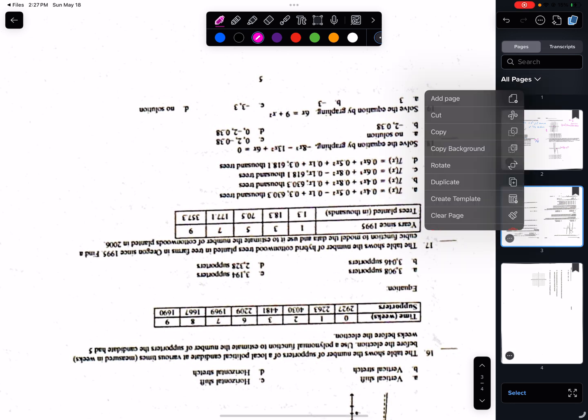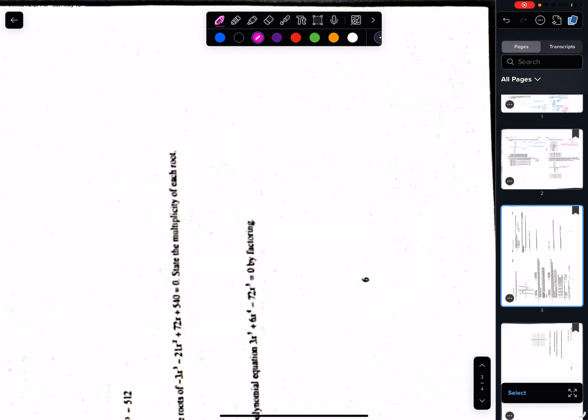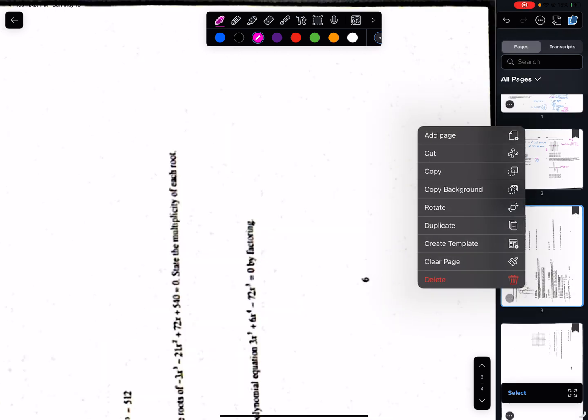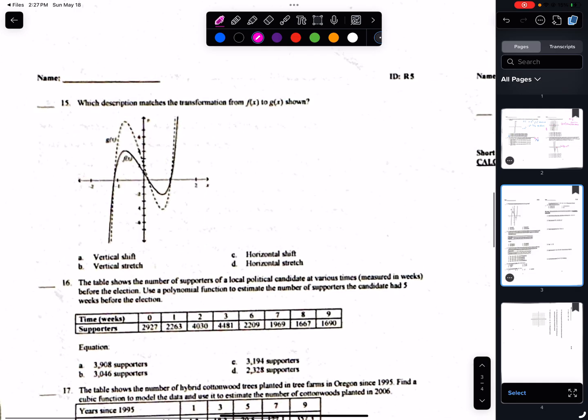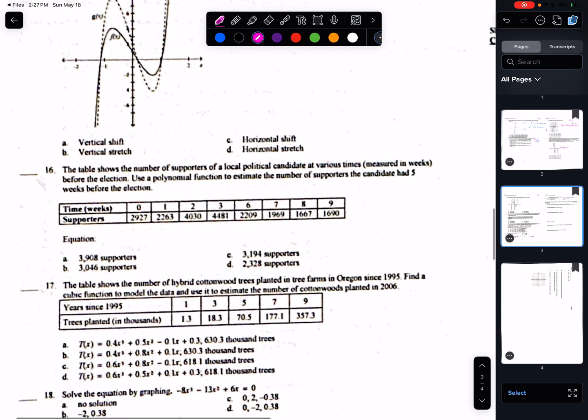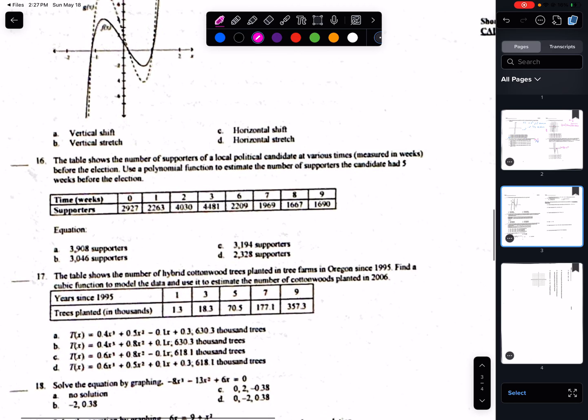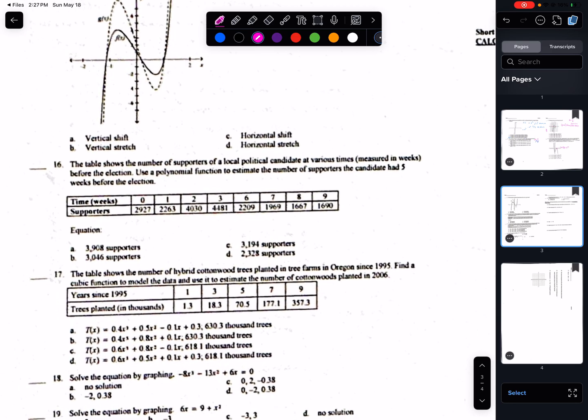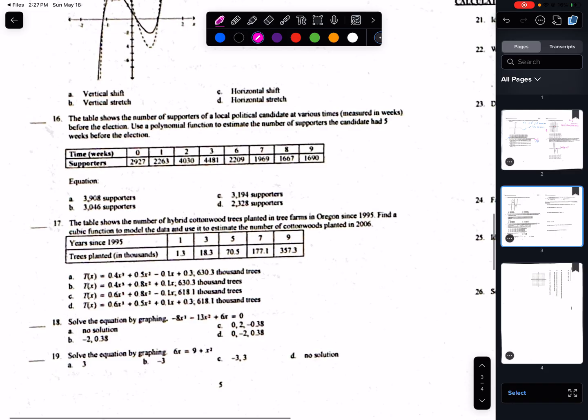Let me flip that page. Rotate. Okay, so this one: the descriptor matches f of x, g of x. So f of x is there. You know what that is, right? That's pretty easy. Vertical shift. This one you just enter in your graphing calculator, and then you test all the different ones. The same with this one.